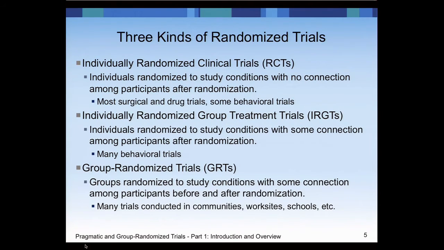These trials are also called cluster randomized trials, sometimes called community trials. Those terms are all interchangeable and refer to the same thing. In a group randomized trial, we randomize groups rather than individuals to study conditions, and there is always some connection or interaction among participants, both before randomization, during the study, and usually after randomization. So connection among participants is the norm in group randomized trials.